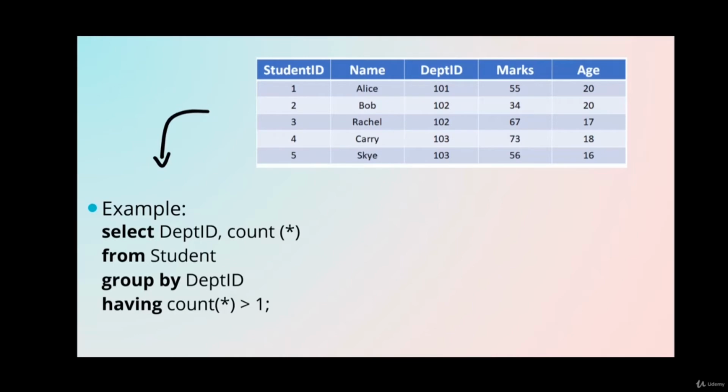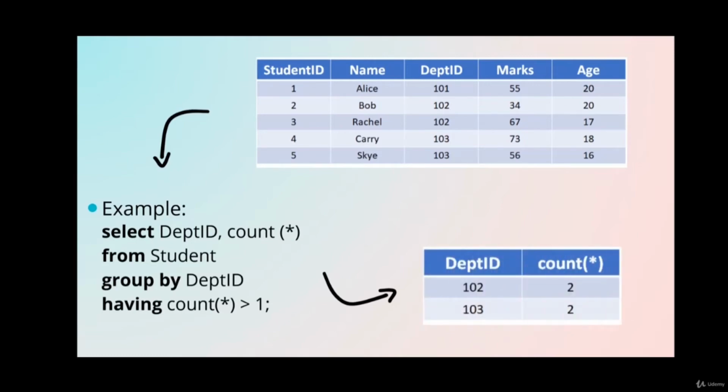And after grouping into departments, we will apply the having condition. Since we have to find out all those departments who have more than one student, we'll write the having condition as having count star greater than 1, where count is an aggregate function. So after executing this query, the output table will filter out all the rows to display those departments who have more than one student. So in this case, department 102 and 103 have more than one student. That's why they are displayed in the output.